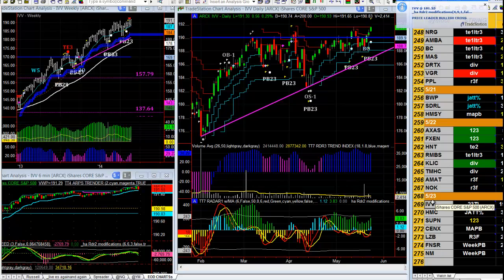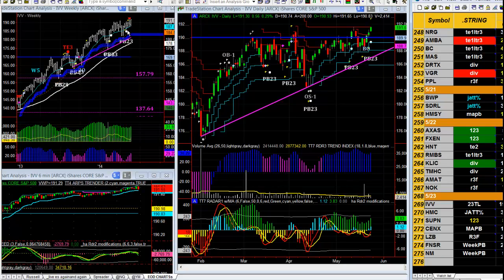Here we have IVV, which is an ETF, a core S&P 500, and this is a combination pullback 23 from a trend line breakout. You can see we've got a trend line breakout on this bar and a pullback 23 on the next bar. So this is a long setup. We've got good Radar 3 trend strength and rising fear greed, rising buying, and we're looking bullish on the triple trender. This is the weekly chart.